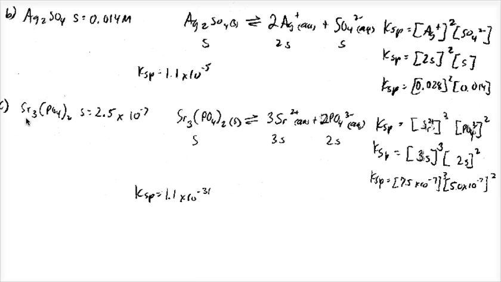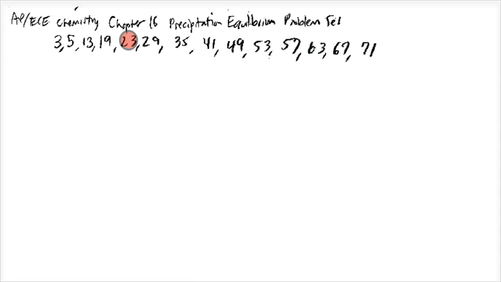For part C, similar process, similar procedure, but now we're dealing with 2 of our ions having molar solubilities that aren't just plain S. There's 3 strontiums for every 2 phosphates. Write our Ksp expression. 3 shows up as our power for the strontium, 2 shows up as the power for the phosphate. Plug in our 3S for the strontium, our 2S for the phosphate, and since we know what the molar solubility is, we plug in that value and solve out and get 1.1 times 10 to the negative 31. Let's take a look at problem 23.